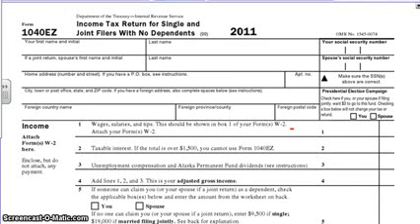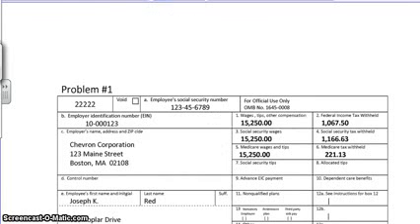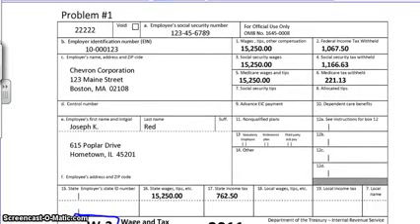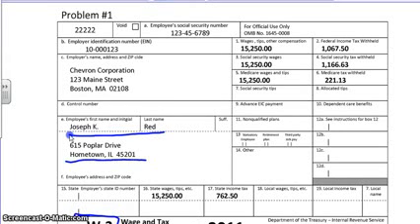So the very first thing that I want to start doing is filling out the top section where it says your first name and last name, address, and so forth. We are going to get that information, again, simply from your W-2 form. We are filling out for Joseph K. Red, and you will see 615 Poplar Drive, Hometown, Illinois is his current address.